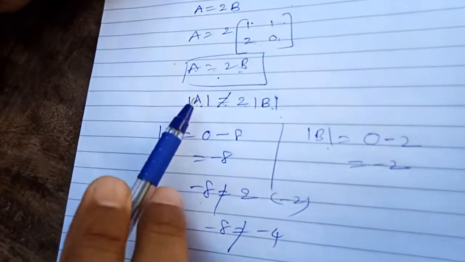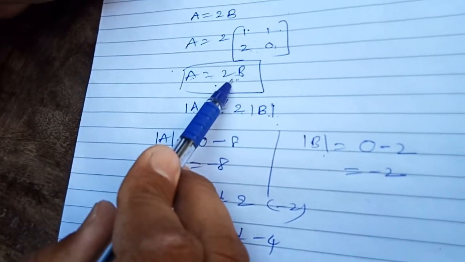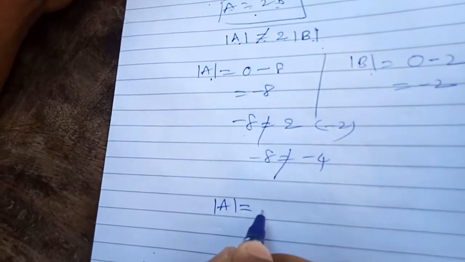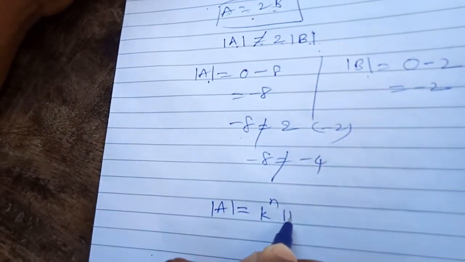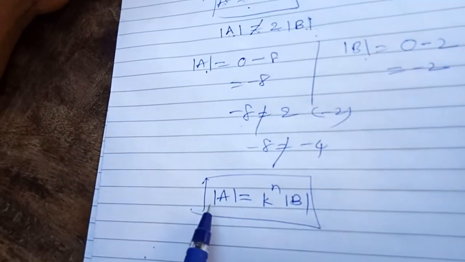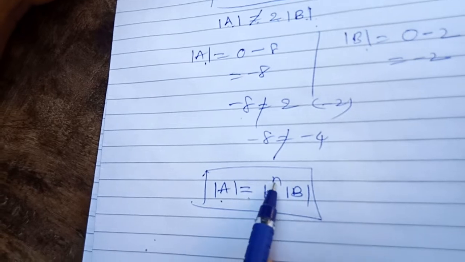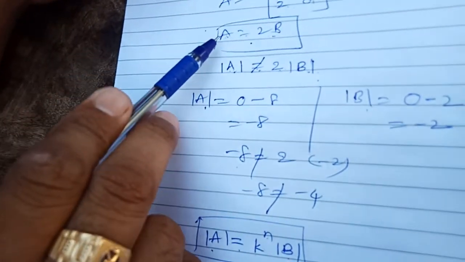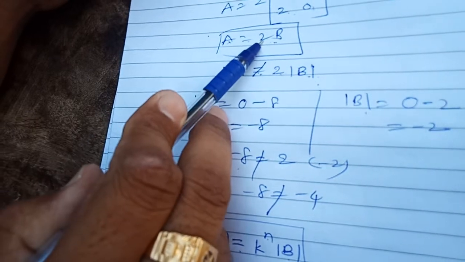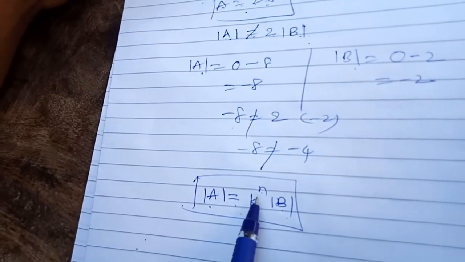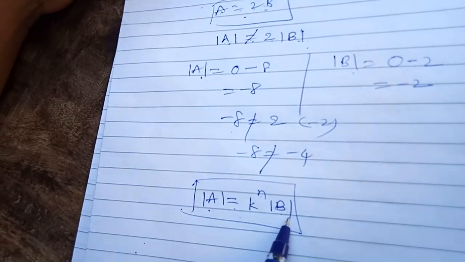So what is the condition in this? Suppose A is equal to 2 into B, then the condition is determinant of A is equal to k power n into determinant of B. Remember, this is a very important note. Determinant of A is equal to k power n into determinant of B. When we can write this: if A is equal to 2 into B, then we can write determinant of A is equal to k power n into determinant of B.